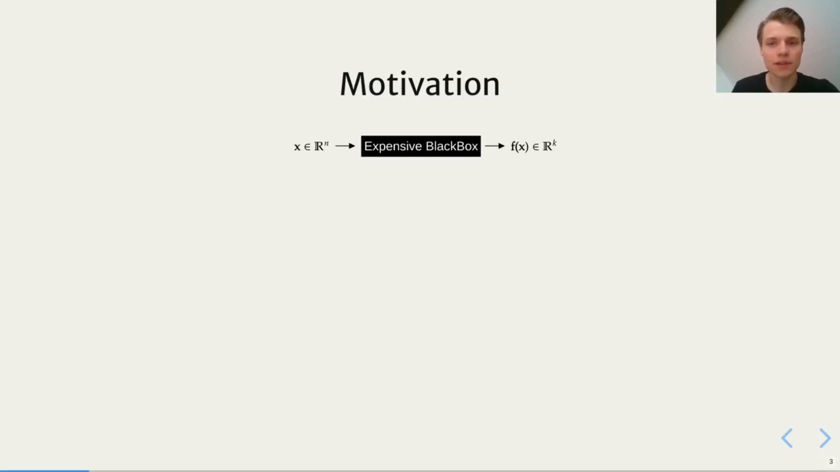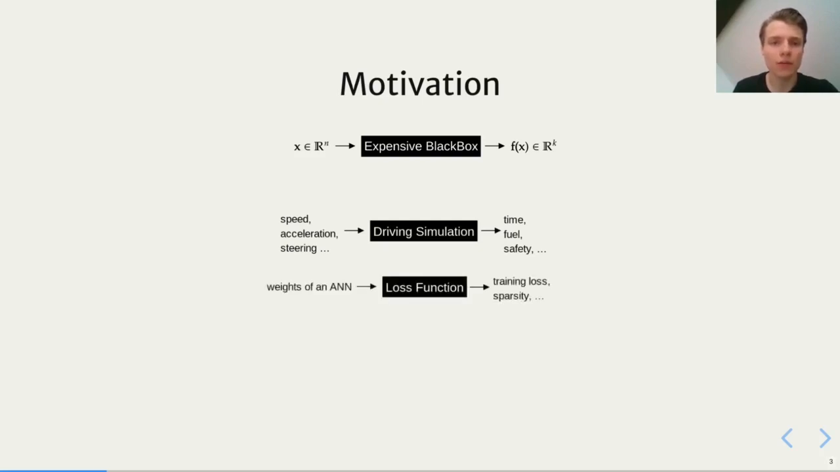Some examples: we could think of a driving simulation where we would like to optimize the driving behavior of a vehicle by configuring its speed and its acceleration, with the objectives being the travel time, the fuel consumption, but also the safety, of course. We could think of artificial neural networks and their inner weights as parameters, but also about problems involving finite element solvers.